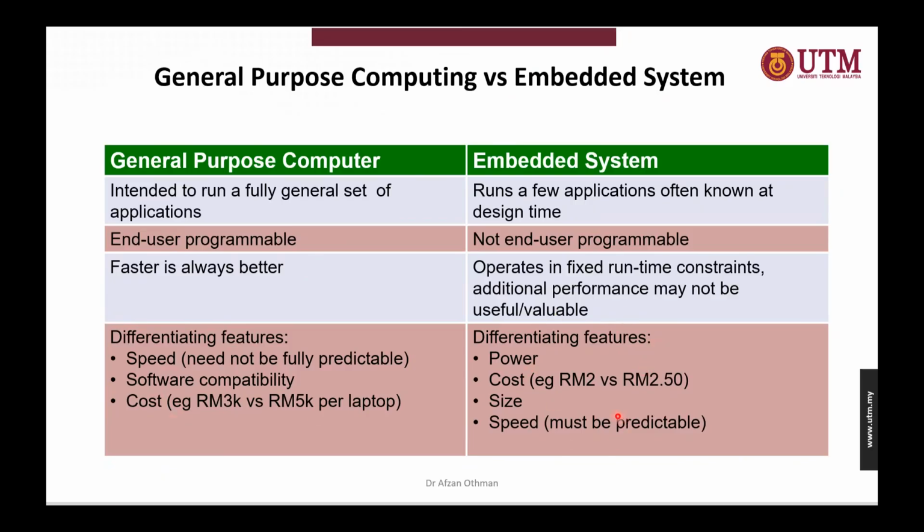What about the embedded system? How do you differentiate one embedded system from another? First, we look at the power consumption. For example, take the calculator. We have a lot of calculators out there. One calculator is battery operated. The other calculator is battery operated and solar powered. That is how you differentiate between one embedded system and another.